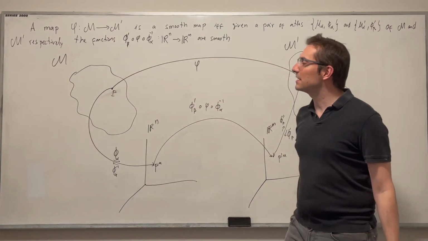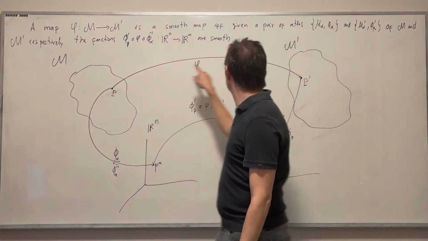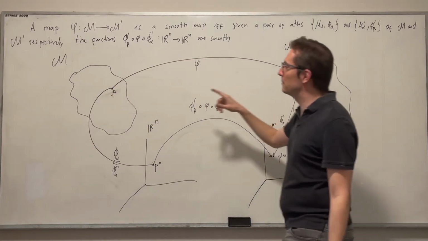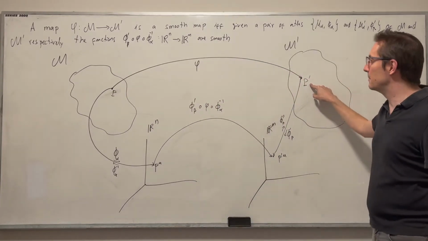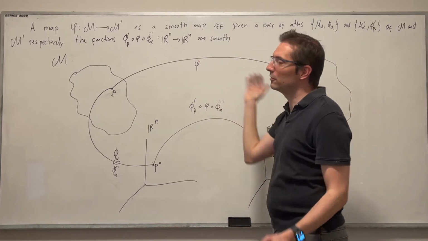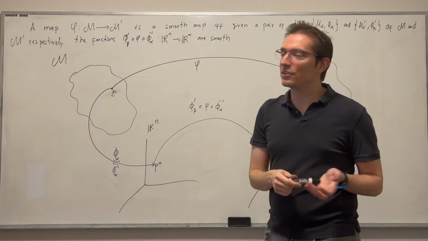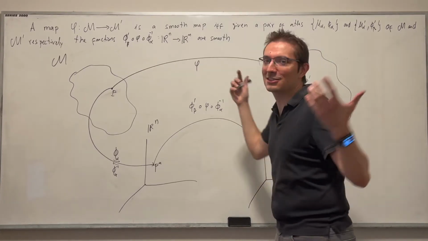And between these two manifolds, I create a map, something that maps points of the manifold M to points on the manifold M prime. For example, a point P in the manifold M is mapped to a point P prime in the manifold M prime. Now we can say, okay, so this is a map that takes me from one manifold to another. How can I call it smooth? What does it mean for a map from flowers to kittens to be smooth?